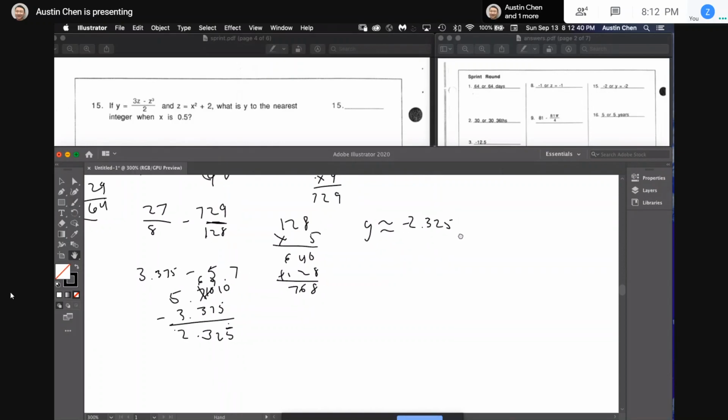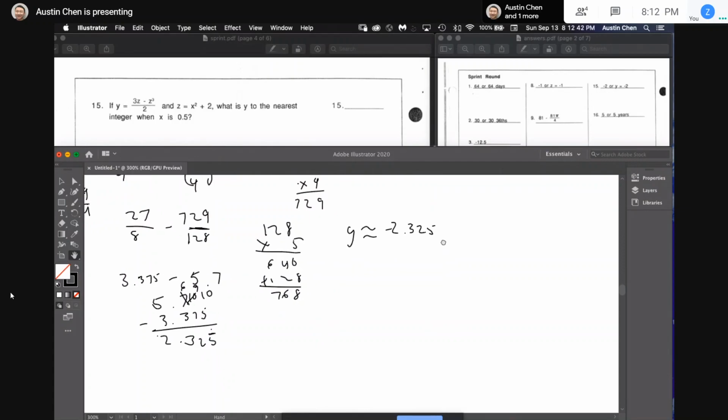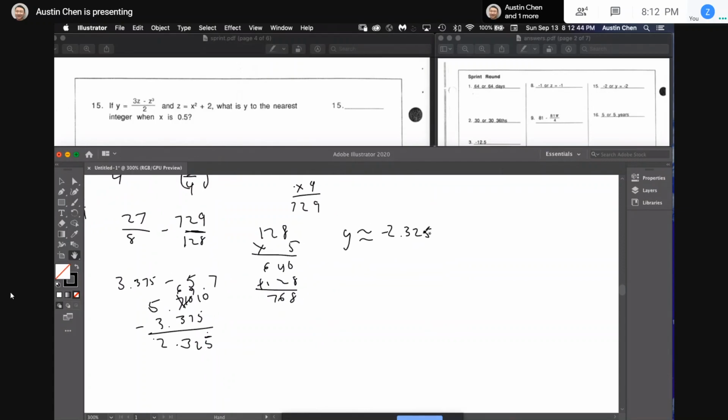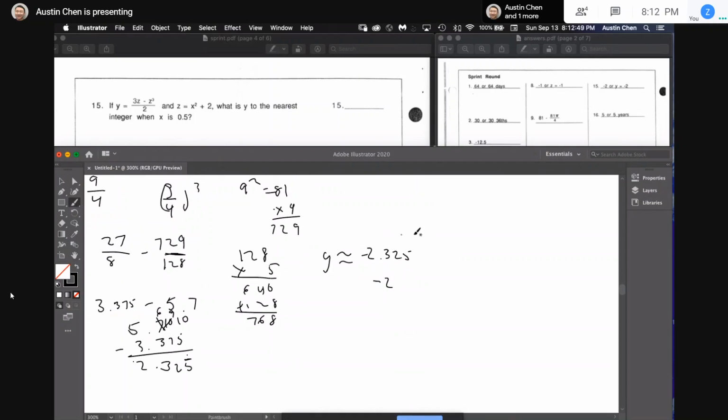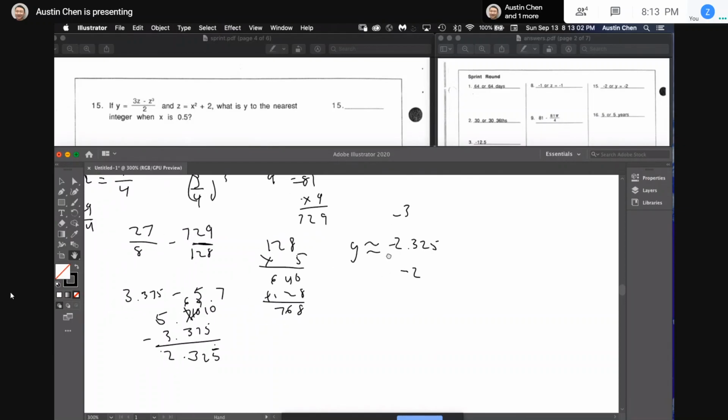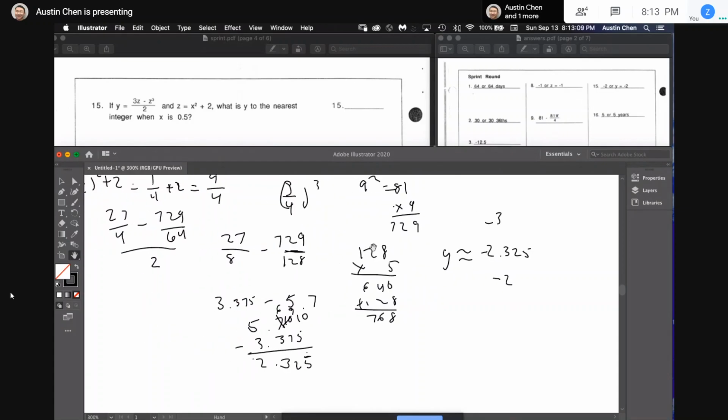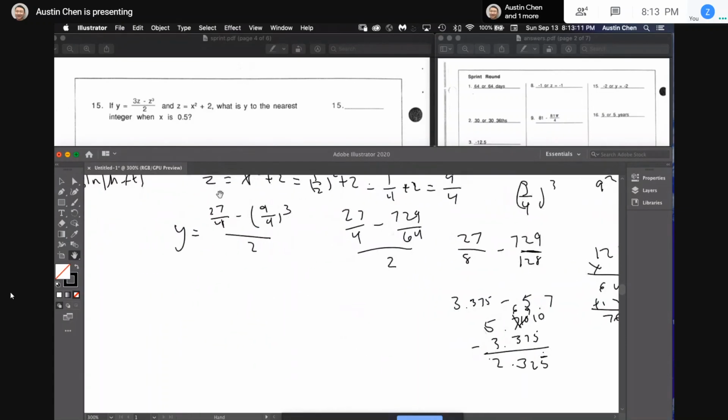So we want the nearest integer to this, which is going to be negative 2, right? It's not negative 3, because that would be going down about 0.7, but to get to negative 2, you're only going up about 0.3. So your answer should be negative 2. Yeah, that's the answer. Anything you want to add, Bill?